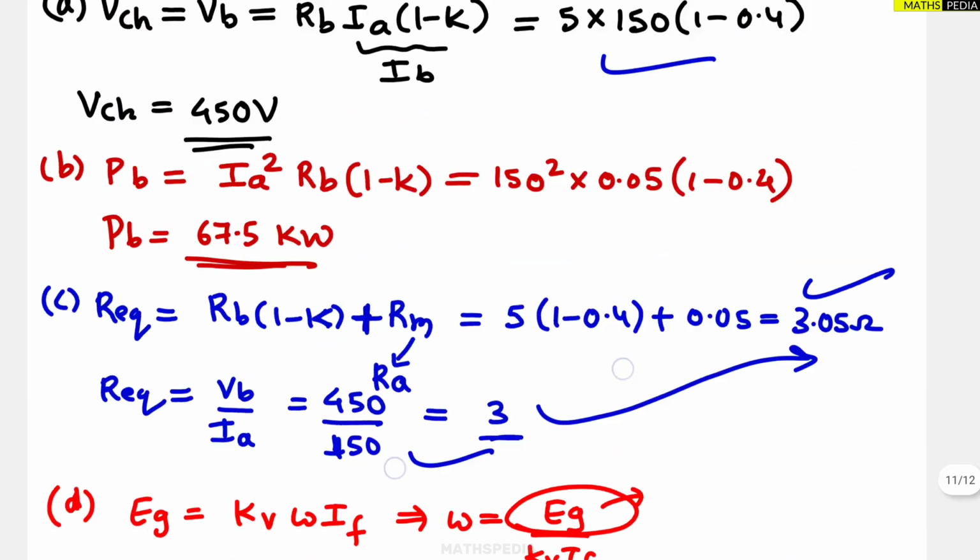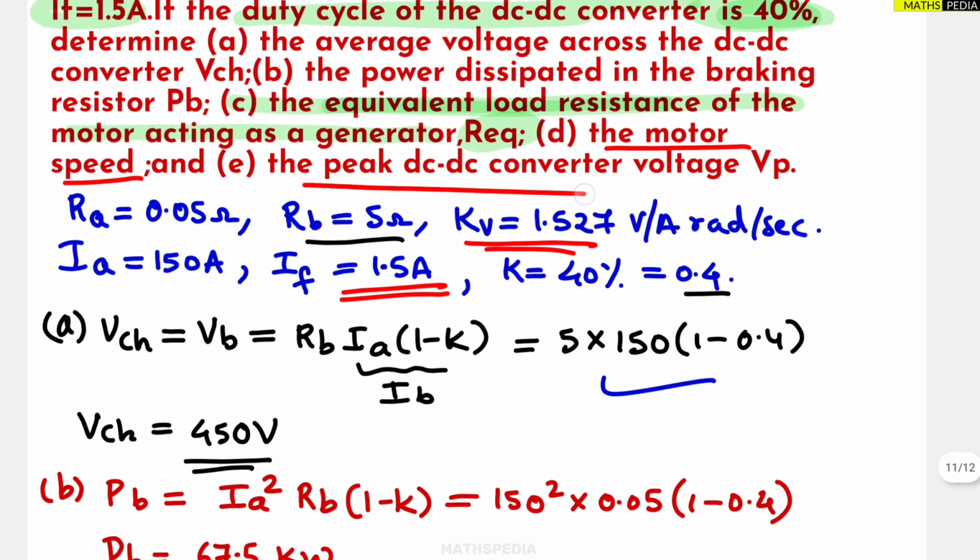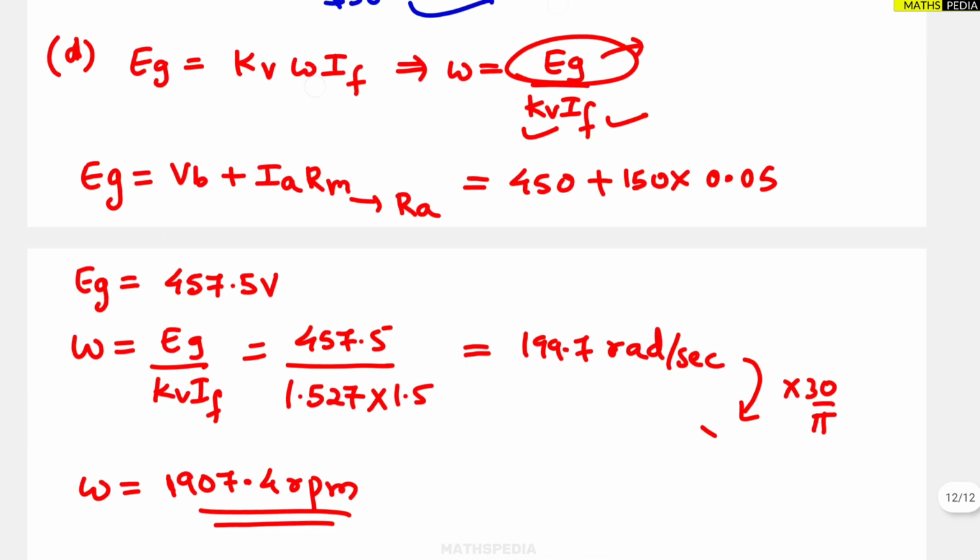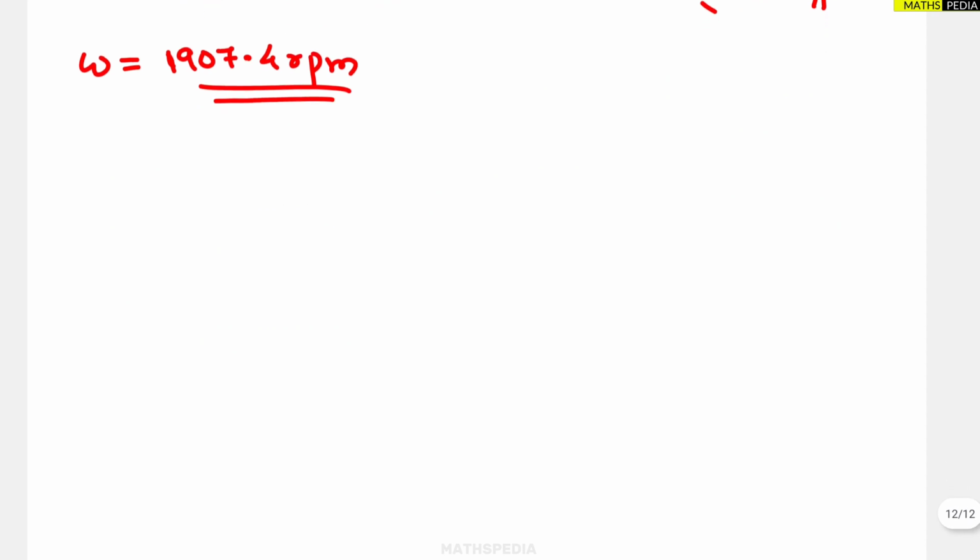Now we'll go for the E part, the peak DC-DC converter voltage, V peak. There is a direct formula for the peak value. V peak is equal to IA into RB, V is equal to IR, the same formula. 150 into RB, the braking resistor, 5.